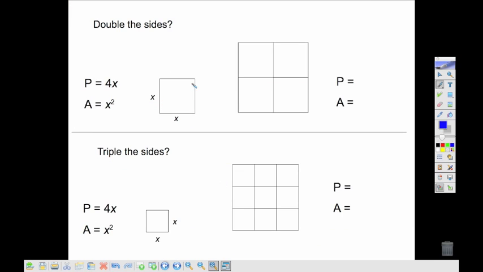Let's say we have two similar figures where, let's say I start with a square x and x. If I double the sides, that would give me a side of 2x and a side of 2x, which means my perimeter is now going to be 8x. Notice I've doubled all the sides, so that doubles my perimeter from 4x to 8x. So my ratio of sides is x to 2x, that's 1 to 2. And my ratio of perimeters is also 1 to 2.